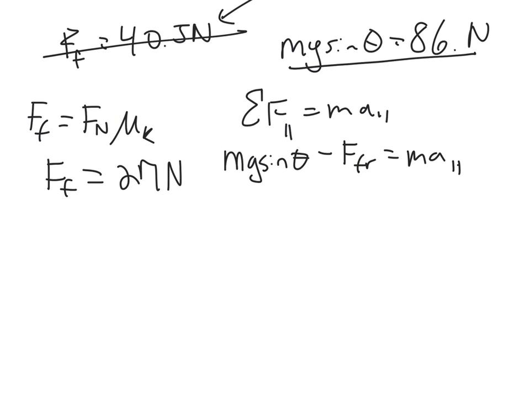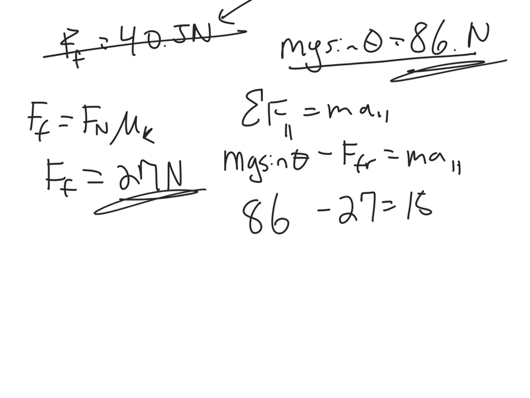So from here I just substitute in mg sine theta I found up above to be 86, minus this force of friction, minus 27. My mass is 15, and I'm looking for my acceleration. So 86 minus 27 divided by 15 is 3.9 meters per second squared as my acceleration.